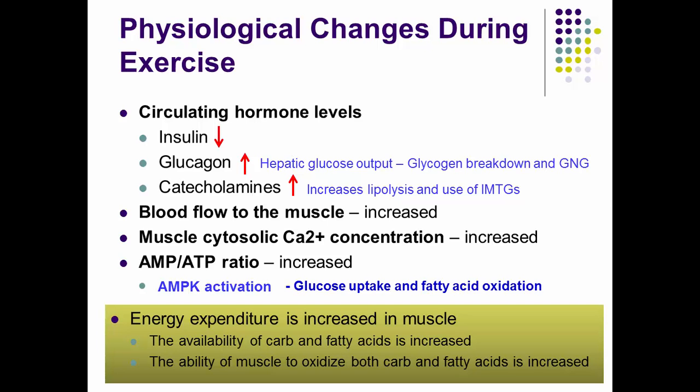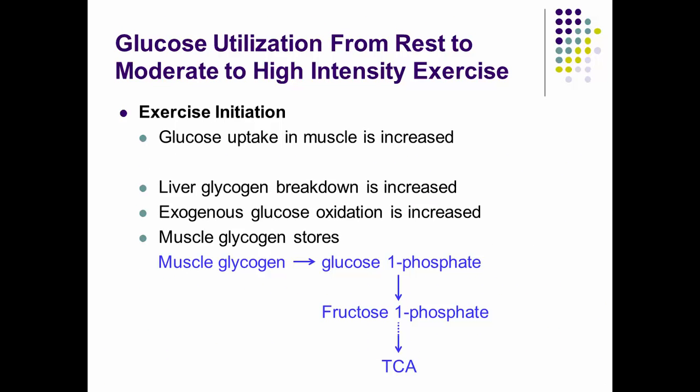And it also can increase uptake of glucose. Remember, AMPK also regulates GLUT4 translocation to the muscle cell surface. So during exercise, from rest to moderate to high intensity, the glucose uptake is increased, because exercise can activate AMPK and increase GLUT4 translocation. That is the reason why blood glucose level goes down. You have more uptake by muscle and it is utilized for energy.